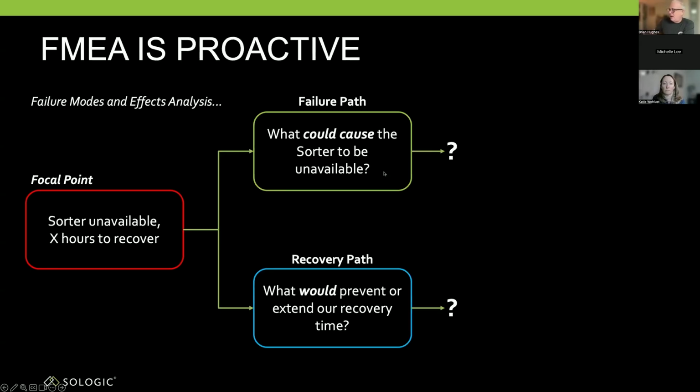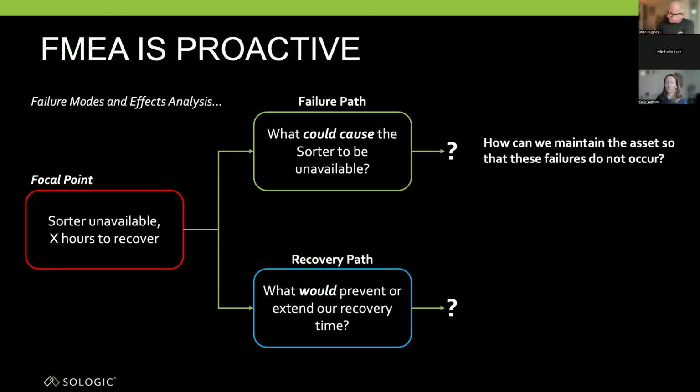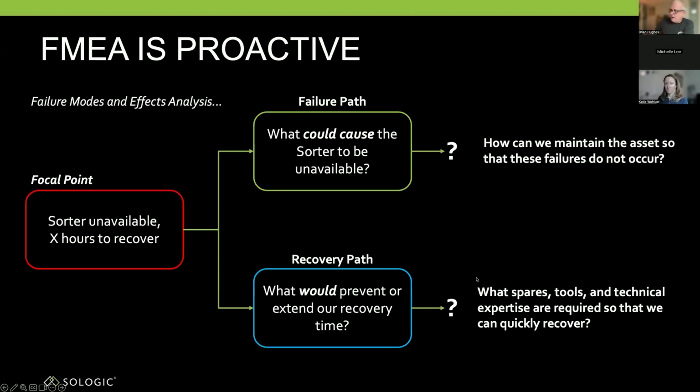FMEA takes us to looking forward in time. What might make the sorter become unavailable? What could cause it? And how can we maintain the asset, or design the asset, or improve the asset to minimize the chance of failures? Also, what might prevent us from recovering or extend our recovery time? That's going to answer the question, what spare parts might we need? What tools might we need? What technical expertise might we need so that we can quickly recover in the event of a failure?